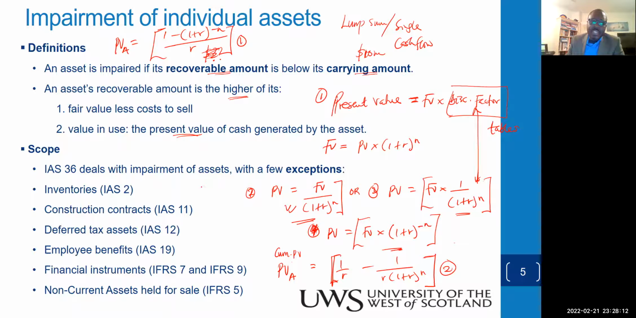Again, a number of assets are exempt from impairment. Why? Because these have specific standards that deal with them. So IAS 2 inventories, IAS 11 construction contracts, IAS 12 deferred tax asset, IAS 19 employee benefits, IFRS 7 and 9 financial instruments, and non-current assets held for sale or discontinued operations, IFRS 5, are exempt because they have specific standards that deal with how they are treated.